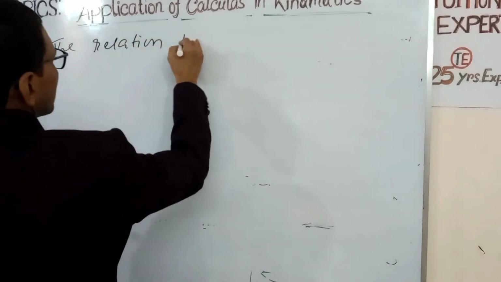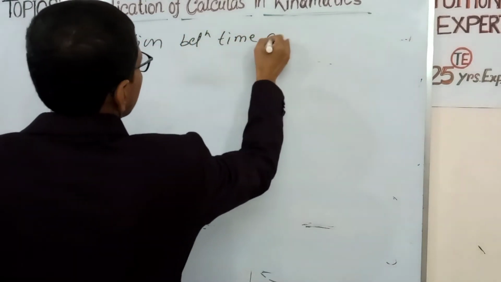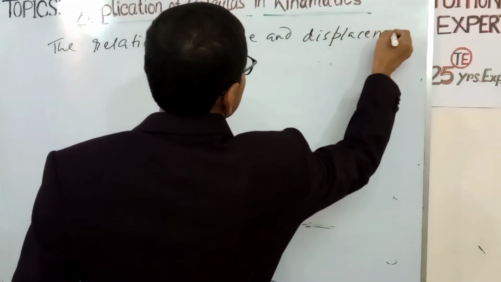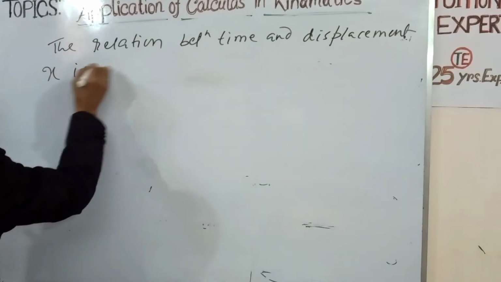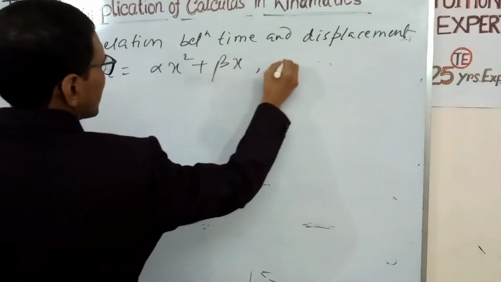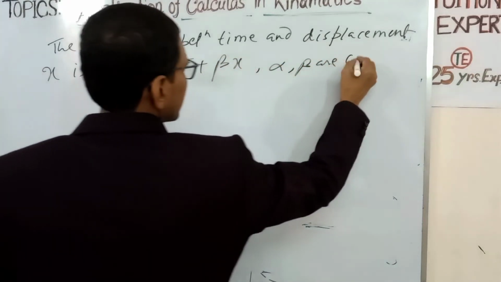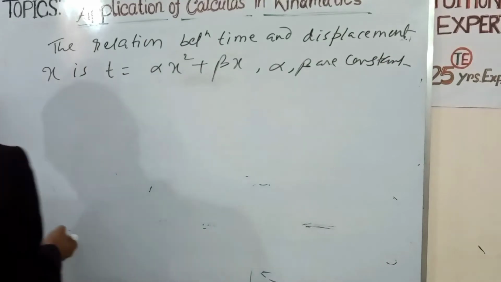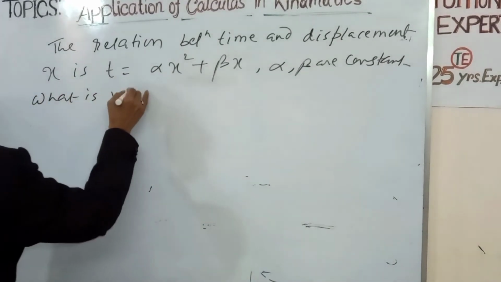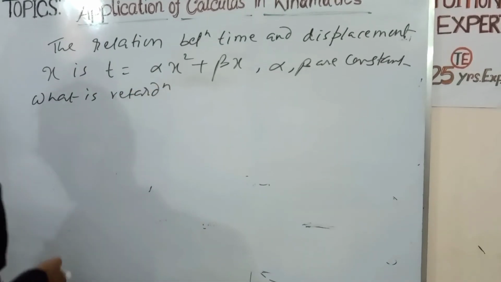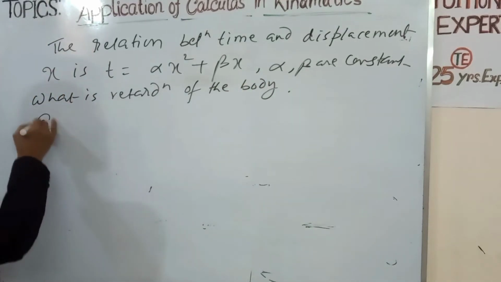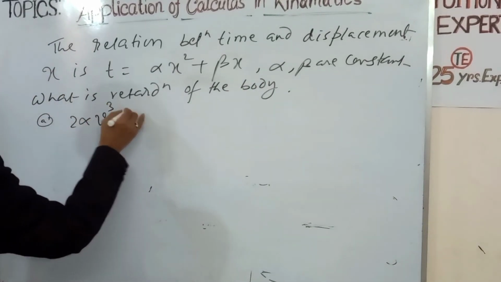The relation between time and displacement x is t equal to this. Here alpha and beta are constant. So what is the retardation of the body?